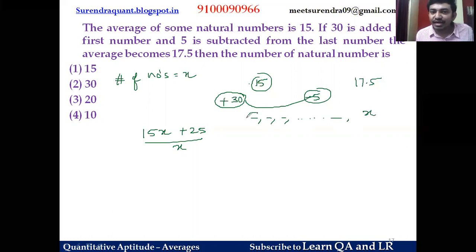So here, 30 you added, here you subtracted 5. That means there is no increment, no decrement in the number of numbers. The number of numbers is the same. So the average becomes 17.5 now.